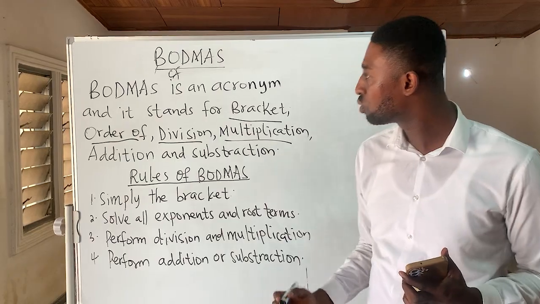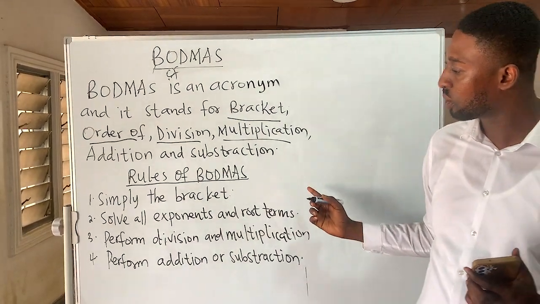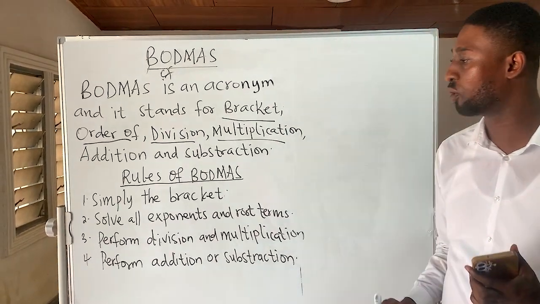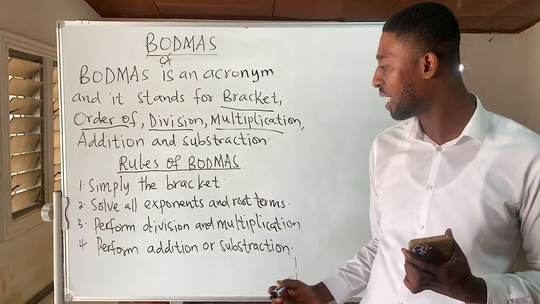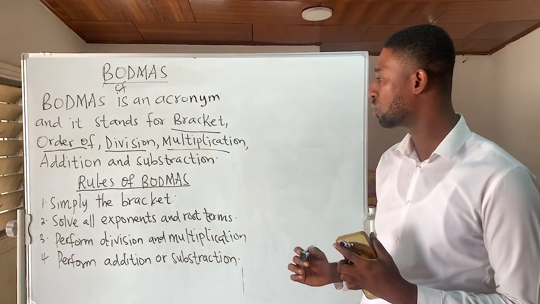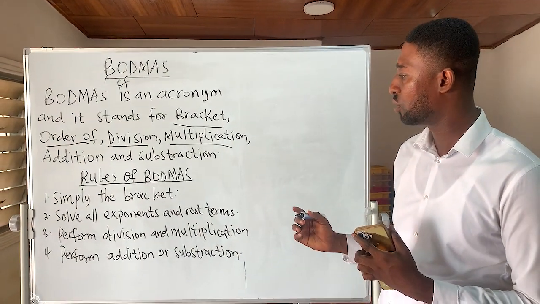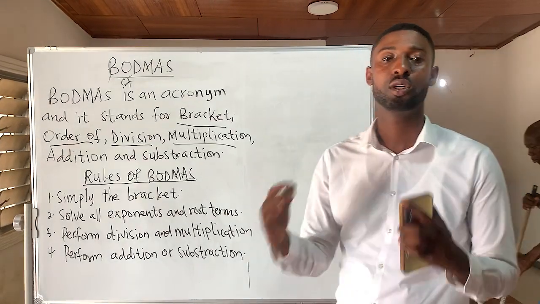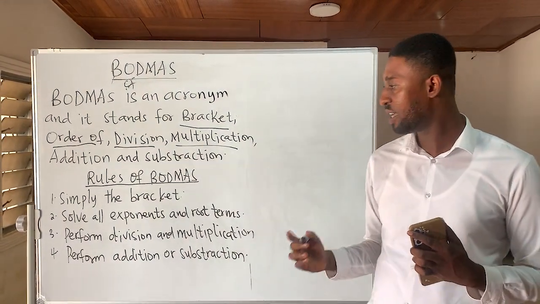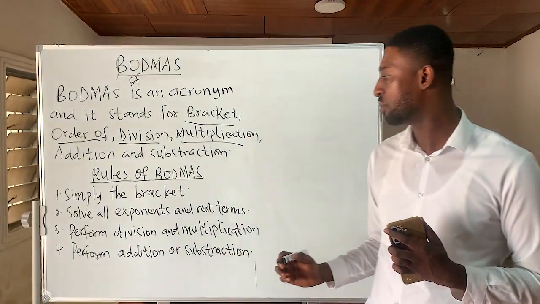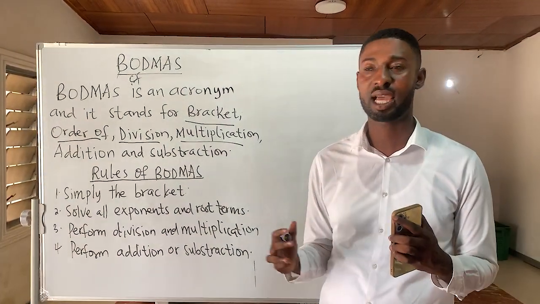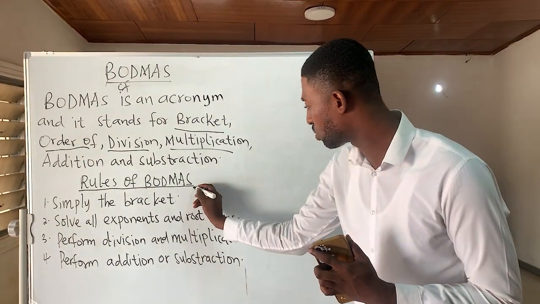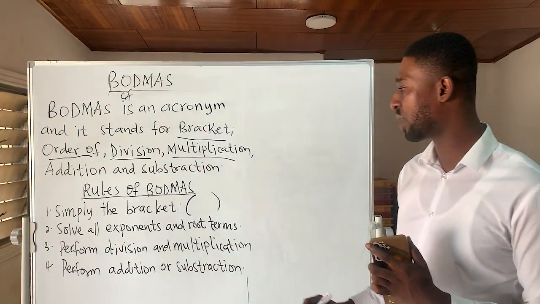So whenever you want to apply BODMAS, there are certain rules that you need to follow. And the first one is to simplify the brackets. So if the question is given to you and there are brackets in the question, you need to simplify whatever is in the brackets. So first, you simplify the brackets.